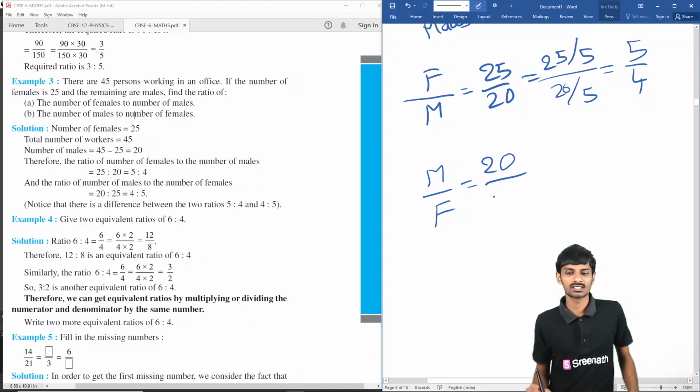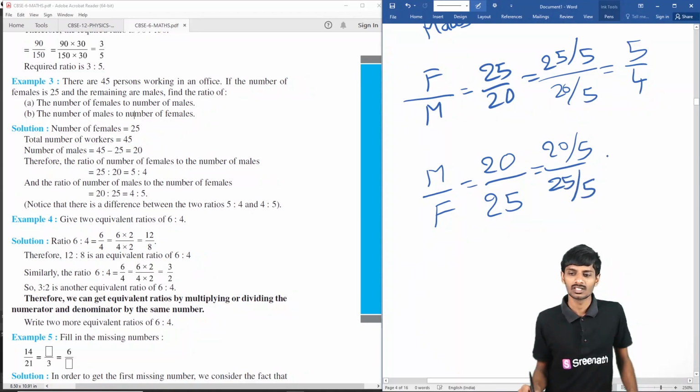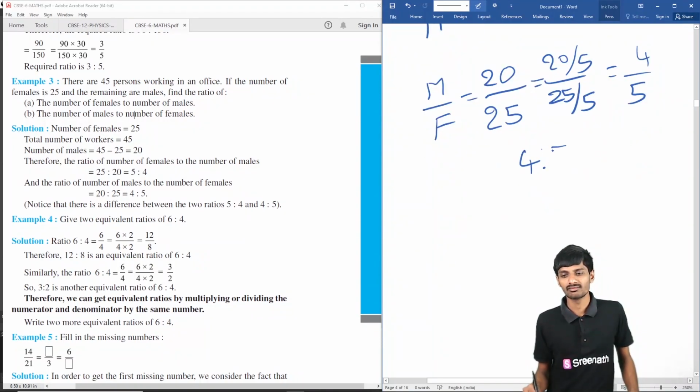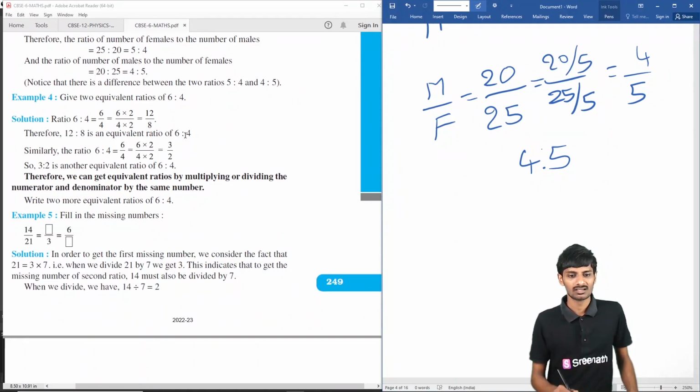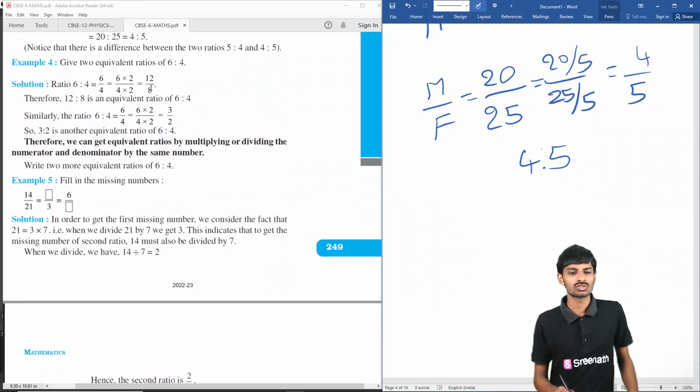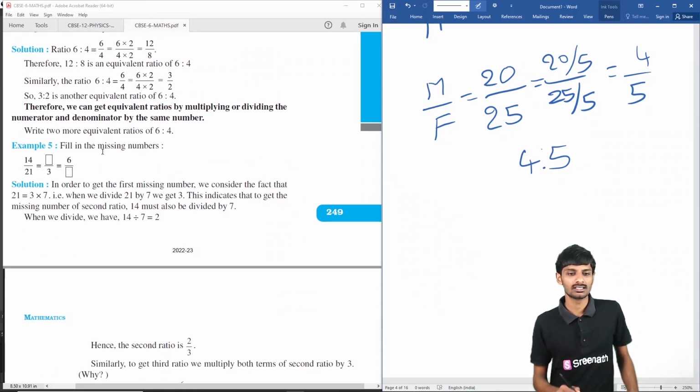And now the ratio of males to females. Males are 20 members and females are 25 members. In both terms, again 5 can divide. So again here it is 4 and it is 5. So the ratio here is 5:4 and the ratio here is 4:5. That's it, students. If you see here in this expression, both ratios are the same, it is called equivalent.